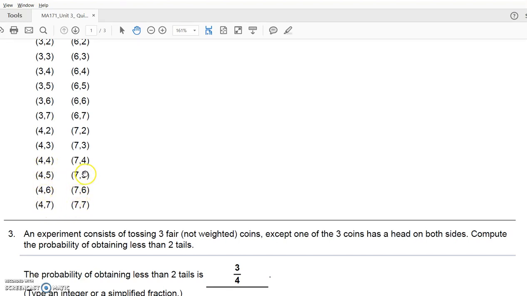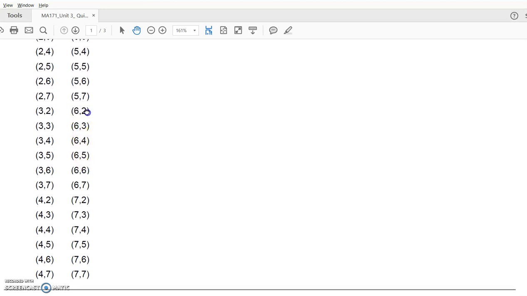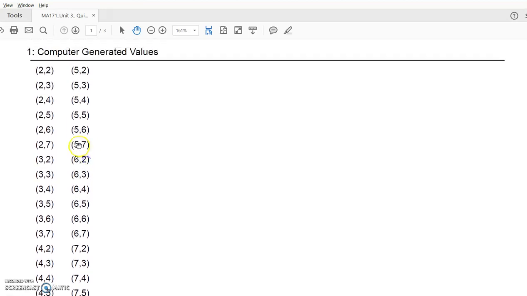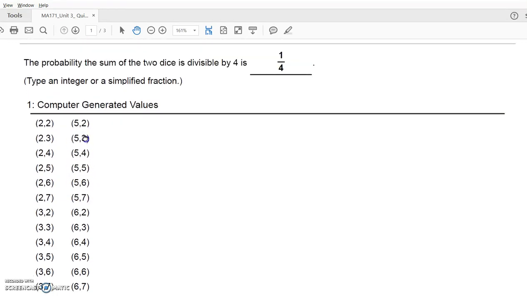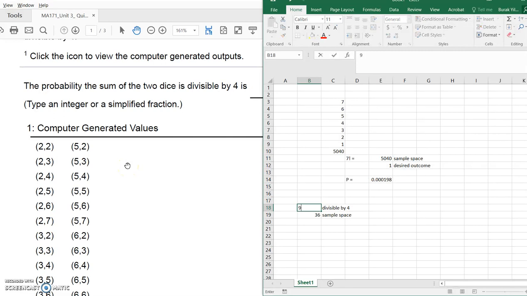Going quickly, 7 plus 5, 12, that's number 5. And then 6 plus 6, 12, that's number 6. 6 plus 2 works, number 7. 7 plus 5, number 8. And 5 plus 3, that also works, number 9. So there's 9 pairs out of these 36 where the sum is divisible by 4.